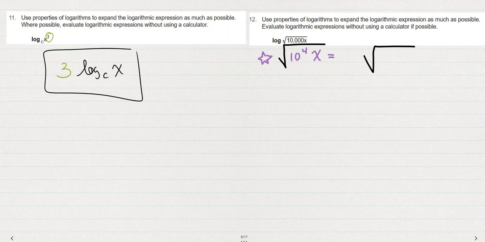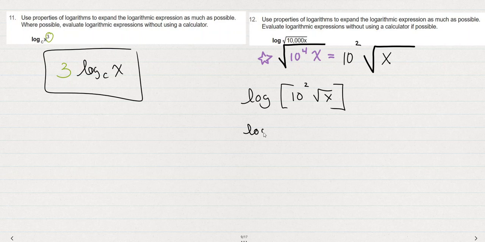Now for the 12, it's a little more involved. So when we have the log of square root of 10,000 times x, we could write that square root of 10,000 times x as a 10 to the 4th x, and that 10 to the 4th square rooted is going to be 10 squared, right? So we could see that as the log of 10 squared square root of x.